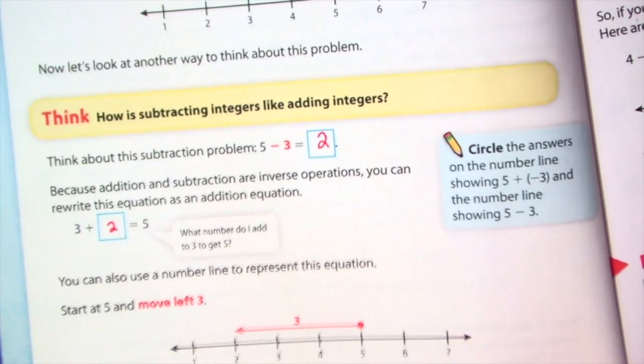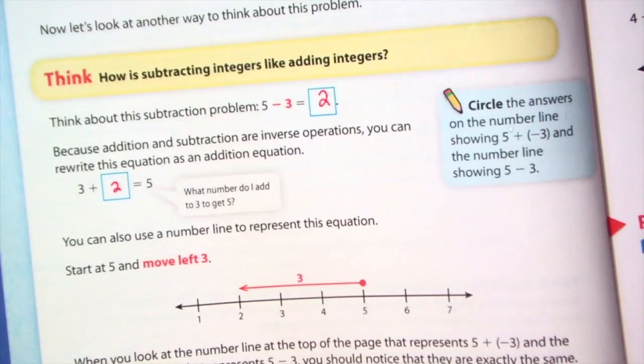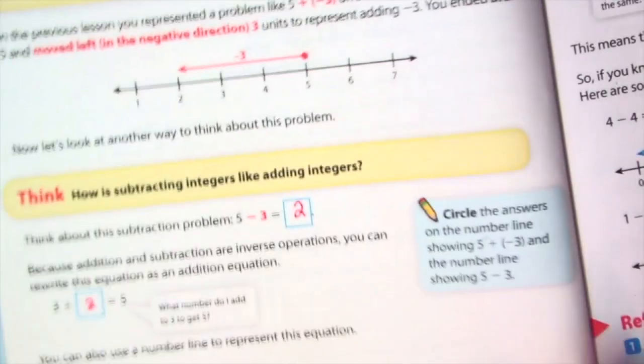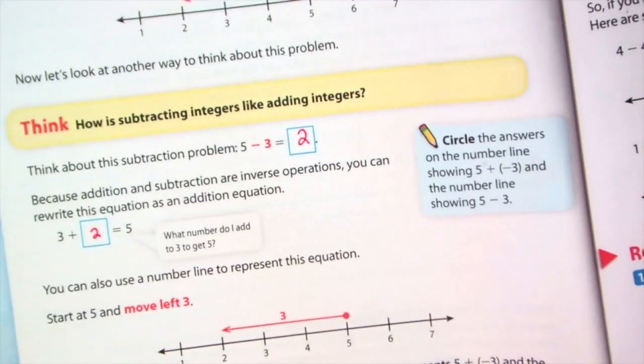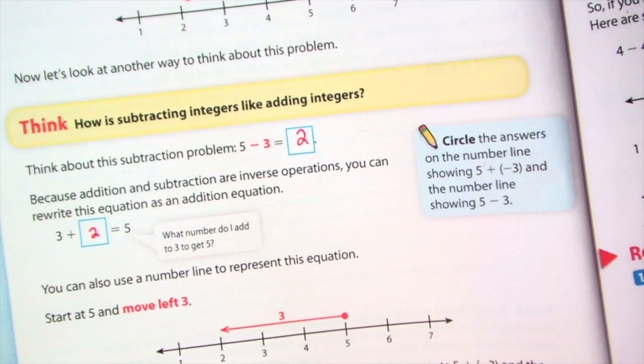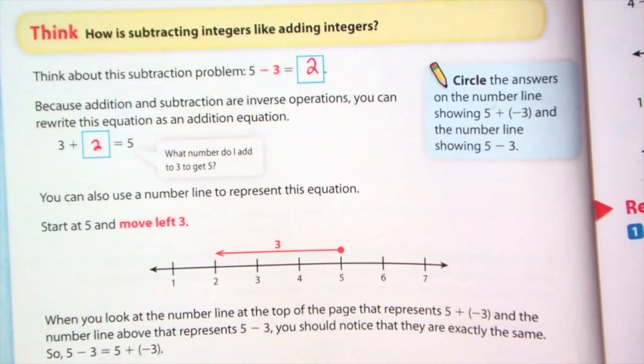You start at 5 and you move left 3. When you look at the number line at the top of the page, it represents 5 plus negative 3 right here. And the number line above, which represents 5 minus 3 here, you should notice that they're exactly the same thing, which is what I just said. And this shows an important relationship between addition and subtraction. It shows that any subtraction problem can be written as an addition problem, which is very, very important.